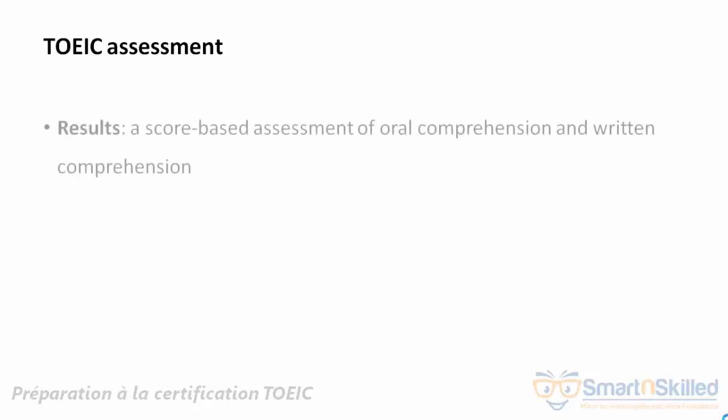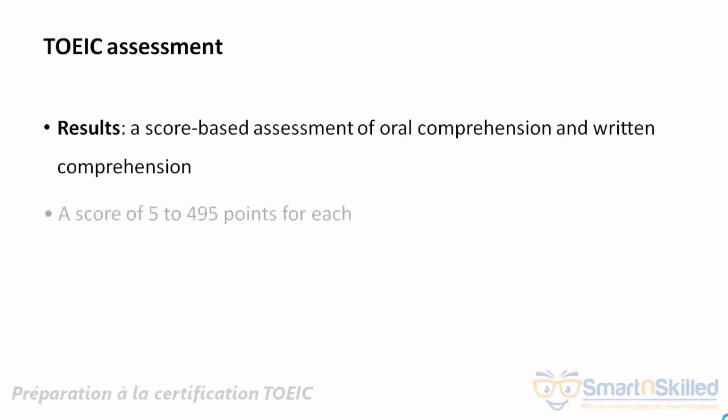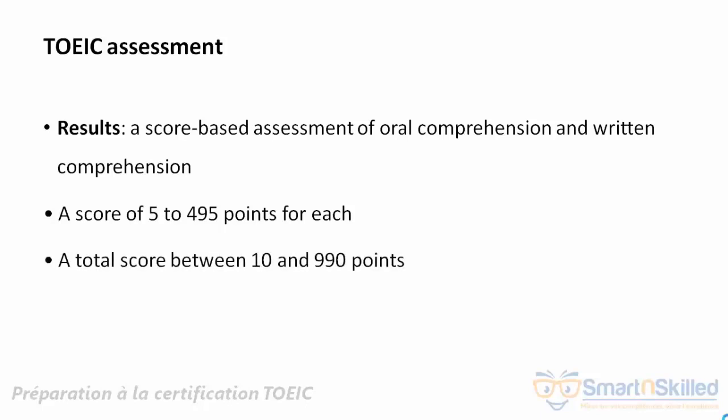Now, Toeic assessment, l'évaluation. Results: a score-based assessment of oral comprehension and written comprehension. A score of 5 to 495 points for each, and a total score between 10 and 990 points. A score interpretation grid, une grille d'interprétation des scores, selon les points.